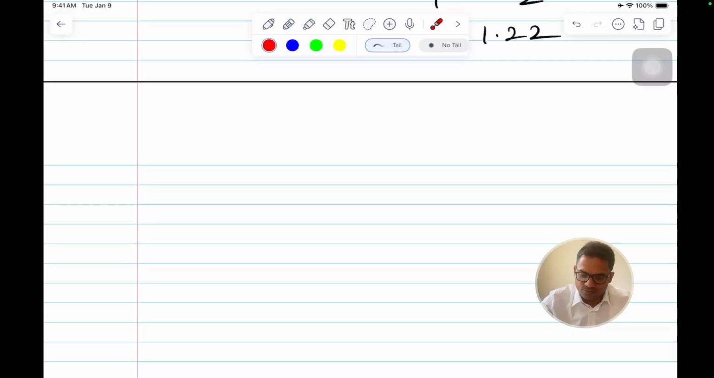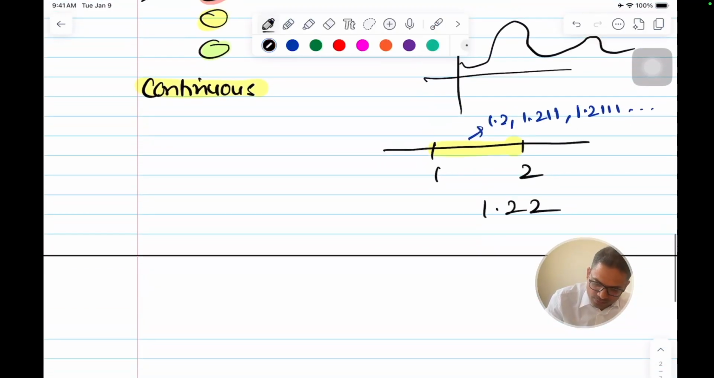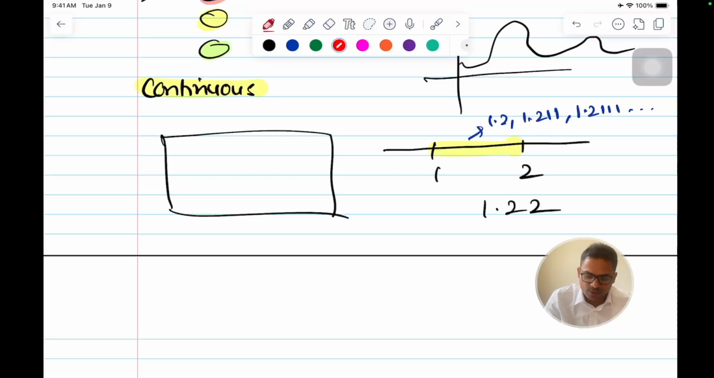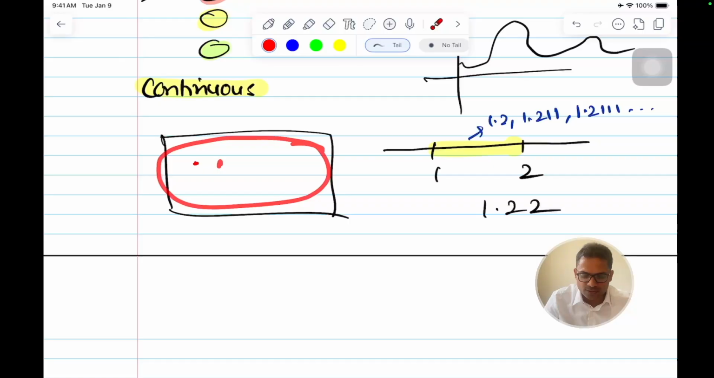Also, let me give you one more example. Say I have a rectangle, and if I want to put any point in this, there can be infinitely many such points that can be put in this region, right? So this is also a continuous variable, with infinitely many possible points.